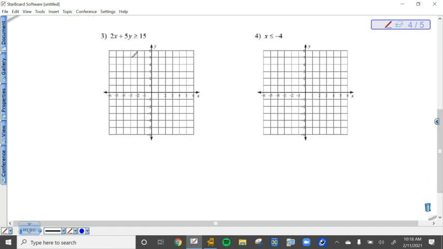Okay, so first thing I'm going to do, again, is replace the inequality with an equal sign. So that gives me 2x plus 5y equals 15. Now, is this written in standard form or slope-intercept form? Standard form. What does it tell you to do when it's in standard form? Yeah, we're going to rewrite it so it's in slope-intercept form.